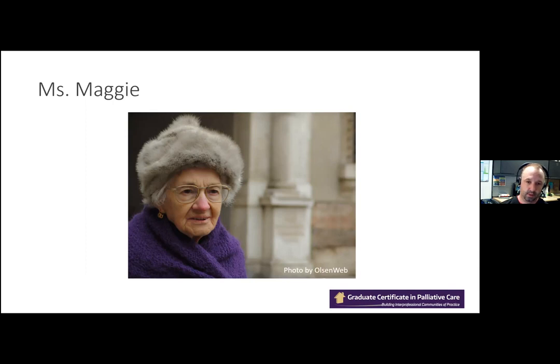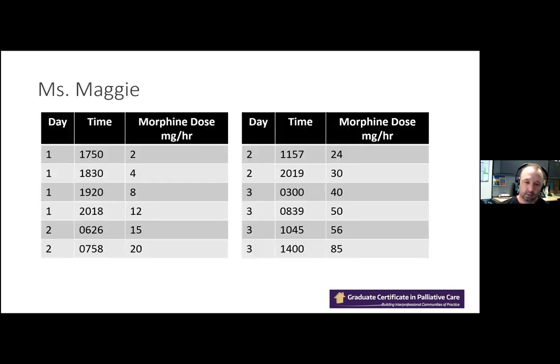So, and in looking at the medical record, this is what was found. Prior to starting a morphine infusion, she'd been on a low dose of scheduled hydromorphone, and then hydromorphone as a PRN. And then given her consistent need, a morphine infusion was started. And you can see here the progression of that on the table. So I want to take a second and just ask what's happening here.